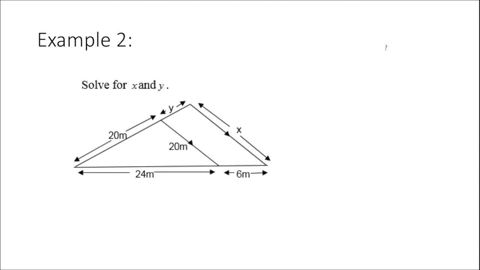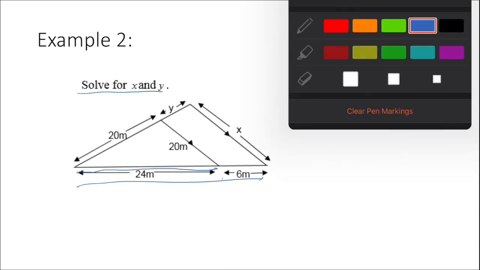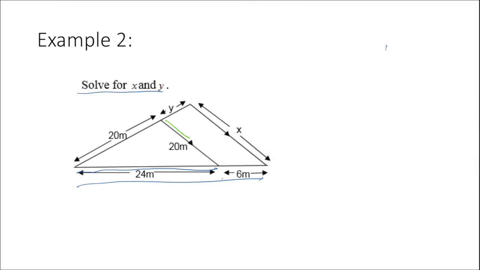Now, how do we solve for x and y? Well, we have a ratio. We have the small triangle to the big triangle, right? Because they're similar, their ratios will be the same. The ratio from small triangle to big triangle will equal the same ratio from small triangle to big triangle.